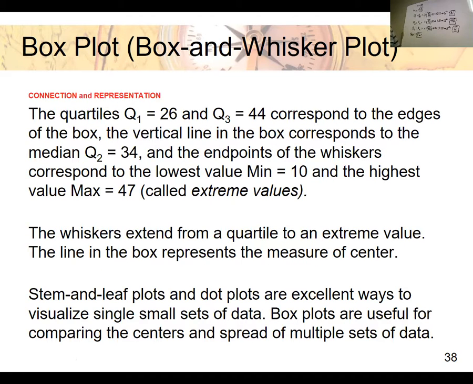So here are the quartiles, which are Q1 and Q3, where Q1 is 26 and Q3 is 44. Those correspond to the edges of the box. The vertical line in the box corresponds to the median, and that's Q2, which is 34. The endpoints of the whiskers correspond to the lowest value and the highest value. Those are your extreme values, as I just mentioned.